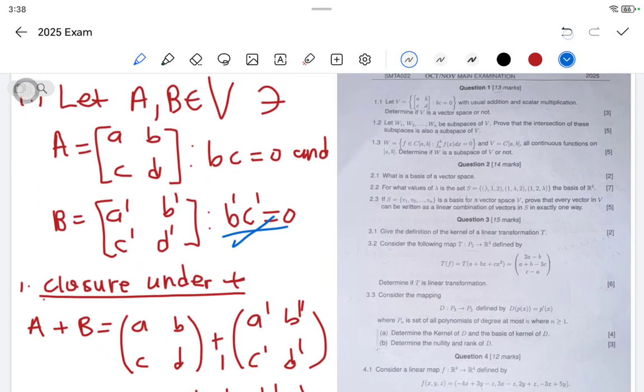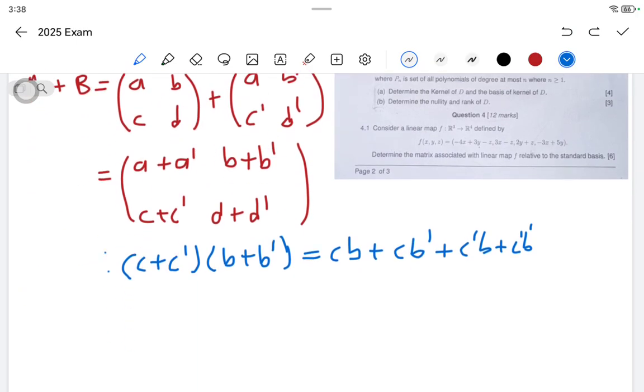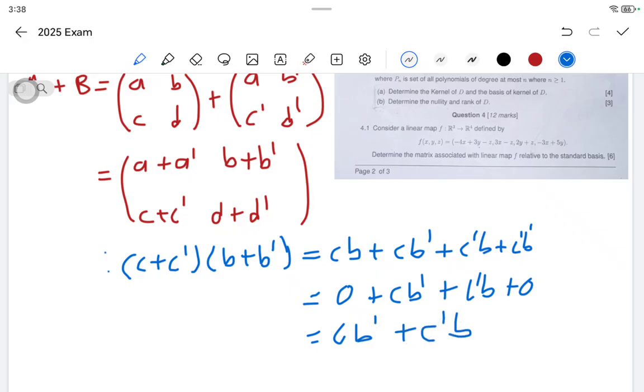B prime times C prime is equal to 0. So we know that this is going to be equal to, we get rid of this, this is 0, plus C B prime, plus C prime B, plus this is 0 also. You see, right? From our assumption. Now we're only left with C B prime plus C prime B. But we don't know what this is, right?